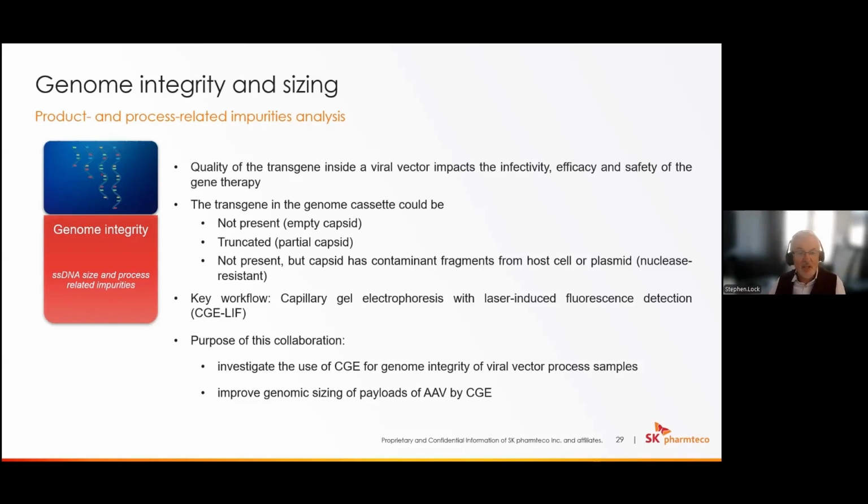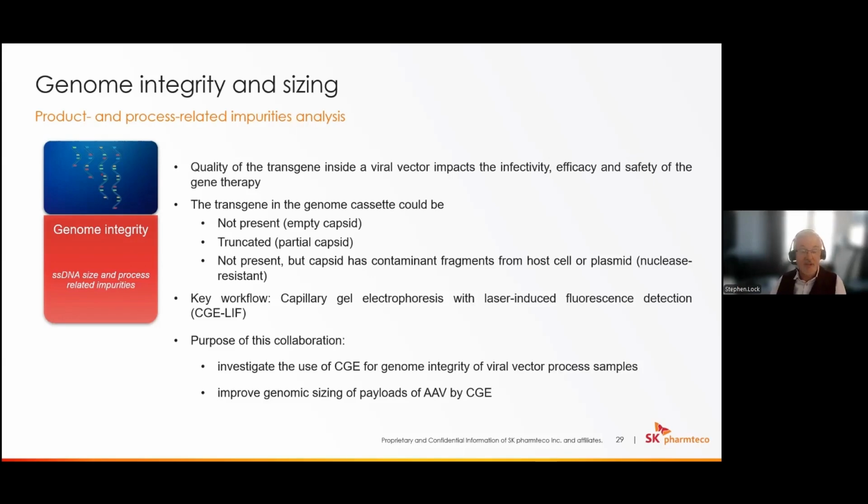The transgene in the genome cassette could be, for example, not present, as you get an empty capsid. It could be truncated, where you're missing part of the genomic material. Or it can actually be not present and contain fragments of host cell or plasmids, which are used in the production of viral vectors. So you need to understand if the genome material in your sample is encapsulated, if it's the right size, or if it contains impurities from the production.